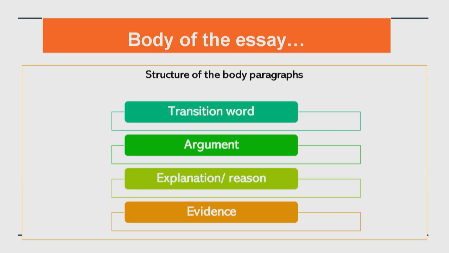Now we move on to the structure of the body paragraphs. The first two body paragraphs provide reasons, evidence, and explanations to support the argument presented in the thesis. Each body paragraph begins with a transition word. Next, a reason to support the thesis is stated. The reason must be followed with credible evidence that include examples, quotes, facts, and statistics.